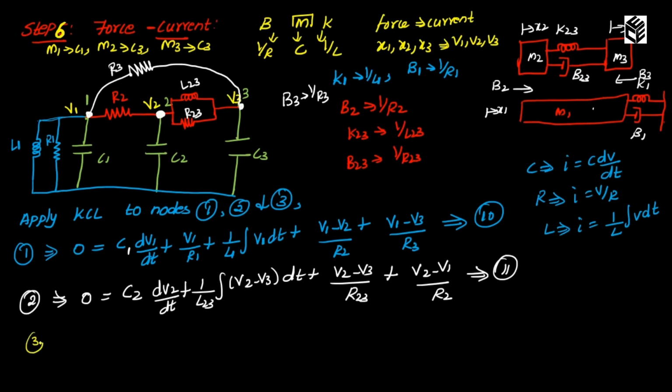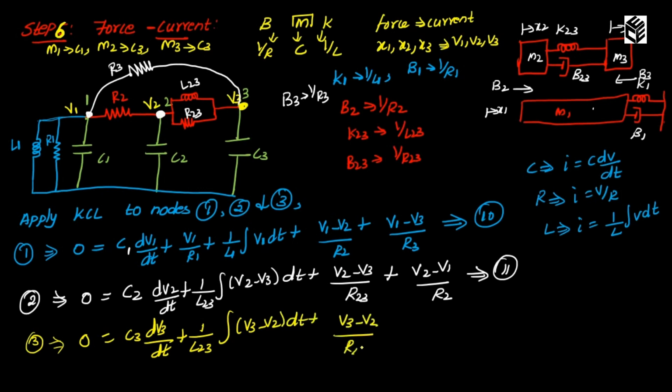I am going to apply KCL for third node. So 0 is equal to, so this is my third node. So to the third node, I have the elements C3 into dV3 by dt plus L23 and R23, 1 by L23 into integral of V3 minus V2 into dt plus V3 minus V2 divided by R23 plus I have one more element R3 between 3 and 1. So that is V3 minus V1 divided by R3. So this is my 12th equation.